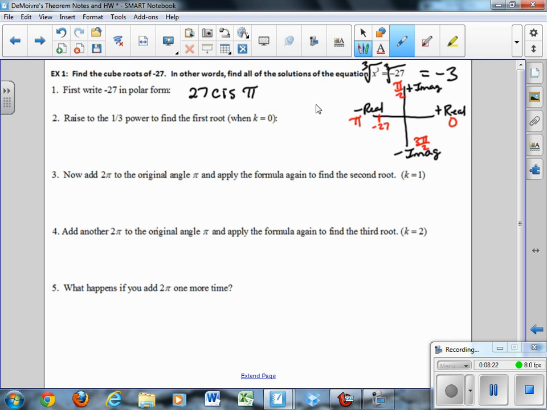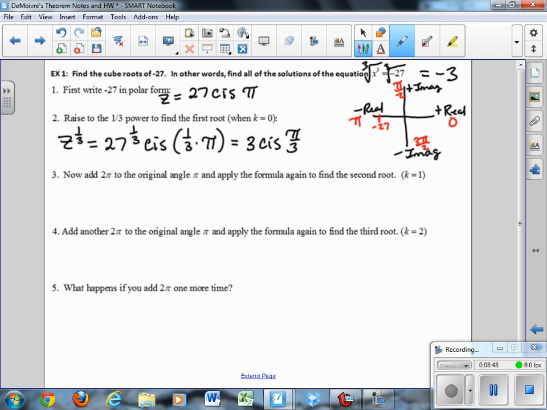So when I do z to the 1/3, where z is my complex number, in this case it's going to be r to the 1/3, 27 to the 1/3, cis 1/3 times pi. So for my first example, I don't add 2 pi. I just start with my original angle. And that's going to give me 3 cis 1/3 of pi, pi over 3.